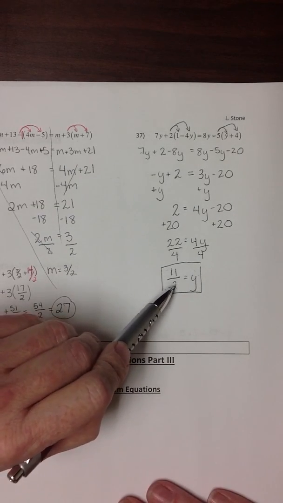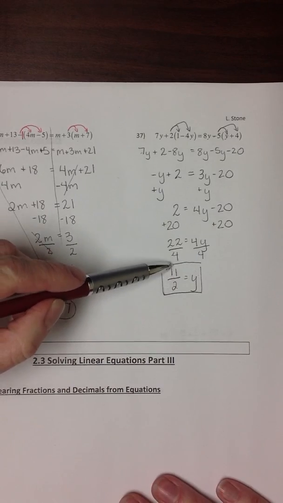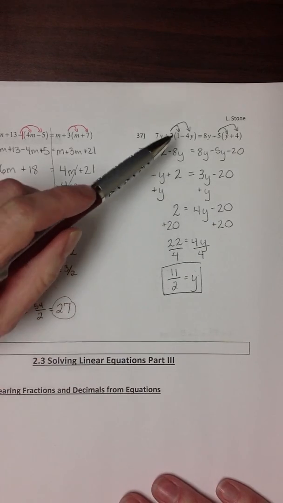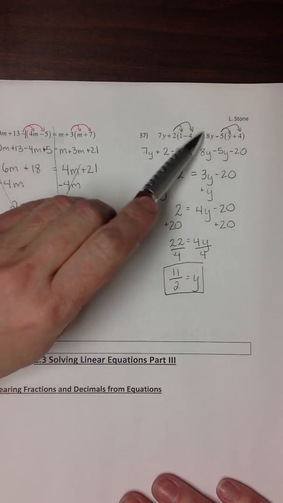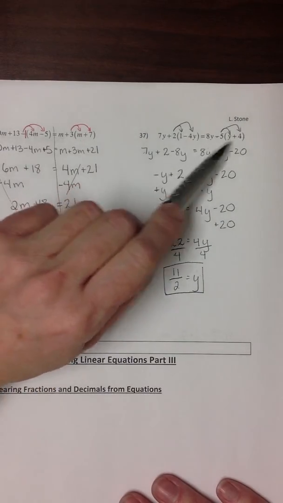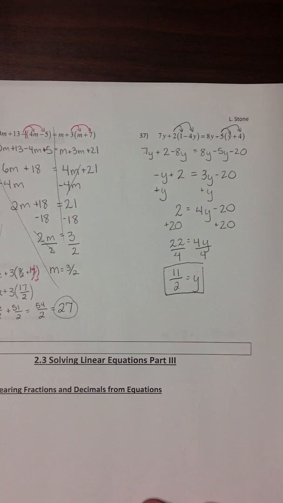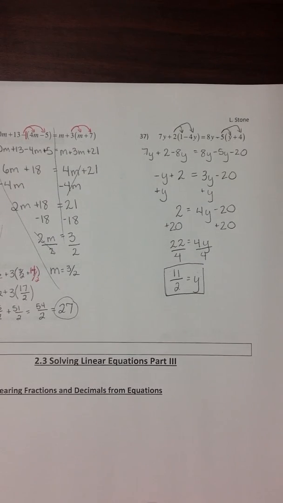If you'd like to, though, on the other side of your paper, you're certainly free to go through and put the 11/2 into the equation every place you see a y, and check to make sure that the left side of the equation does end up equaling the right side. And that's enough for today.